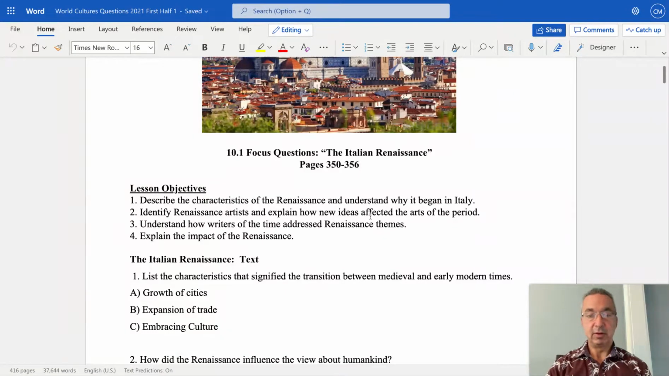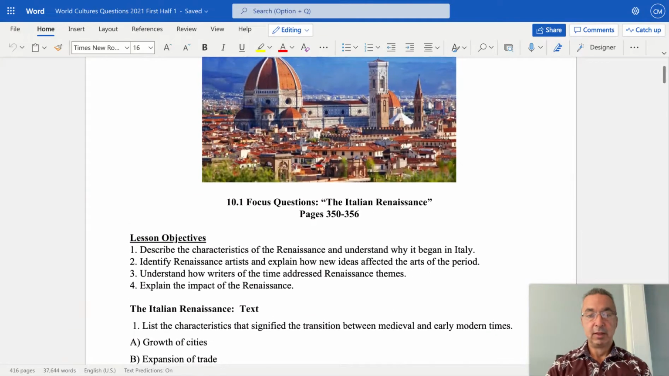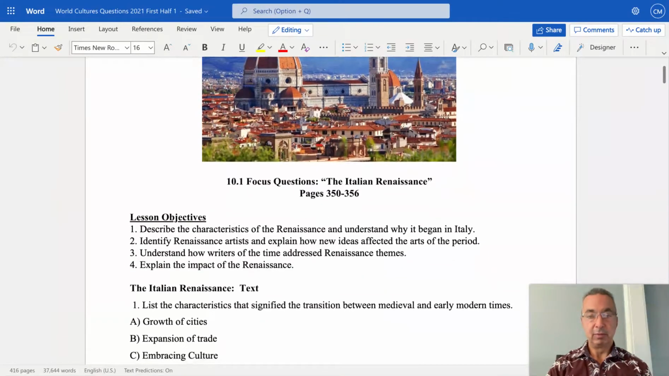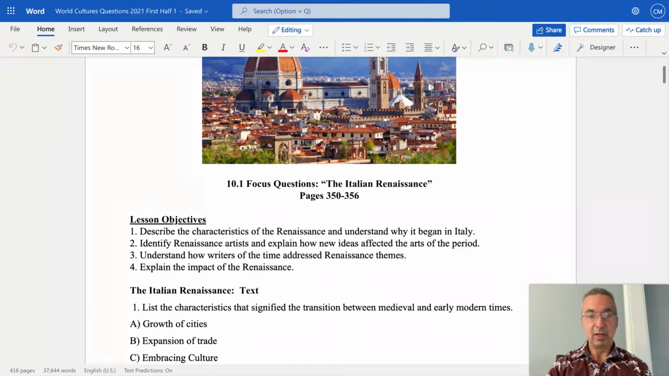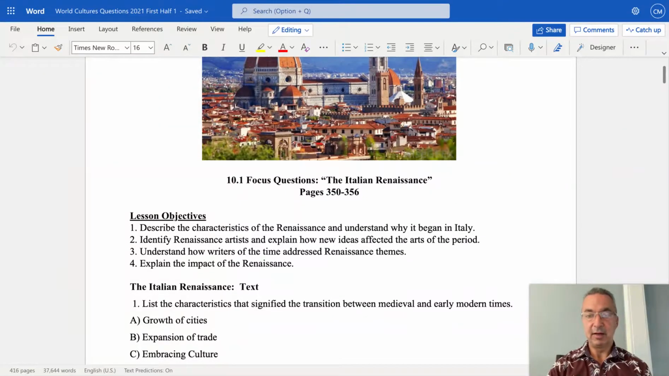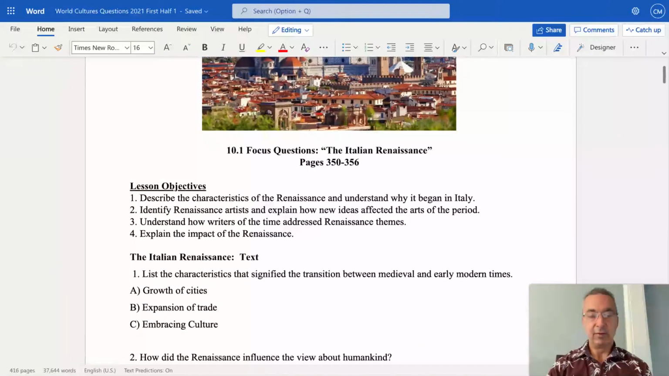Even in the imagery that we saw up at the top, which is Florence, you can see some of the broad ideas and different architecture and how things are being built together, looking at some of the first modern cities. Expansion of trade, embracing culture. Those would be some of the things we'll be seeing as we move forward as we look at the Renaissance.